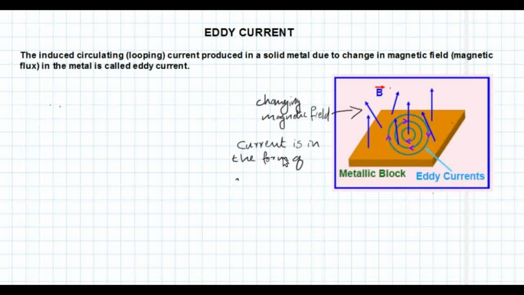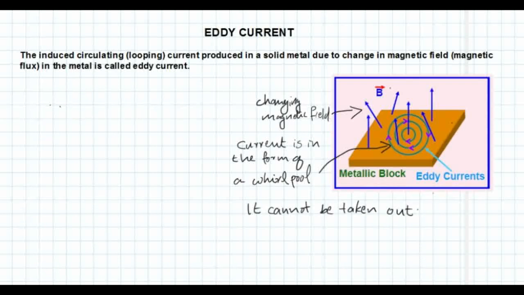The current is in the form of a whirlpool, or in the form of a loop, and this current cannot be taken out because it is present within the metallic block, and it cannot be taken out for any useful purpose, right? But the presence of this current will heat up this metallic block. The presence of eddy current will heat up the metallic block, and as a result slowly this metallic block will heat up. Or you can say there is a wastage of energy, or this eddy current results in the wastage of energy. That is the point.